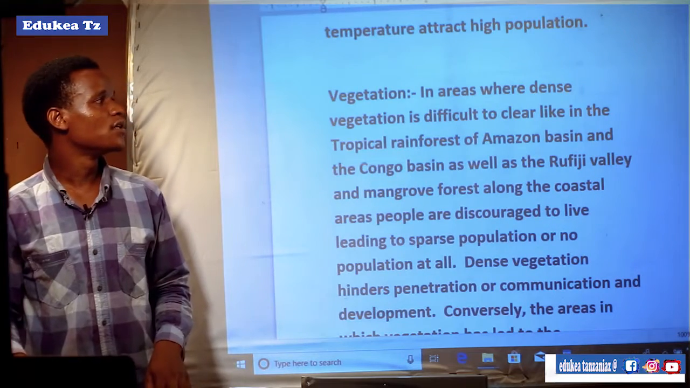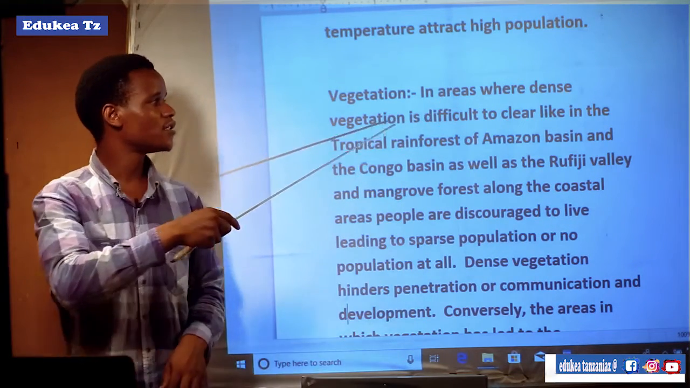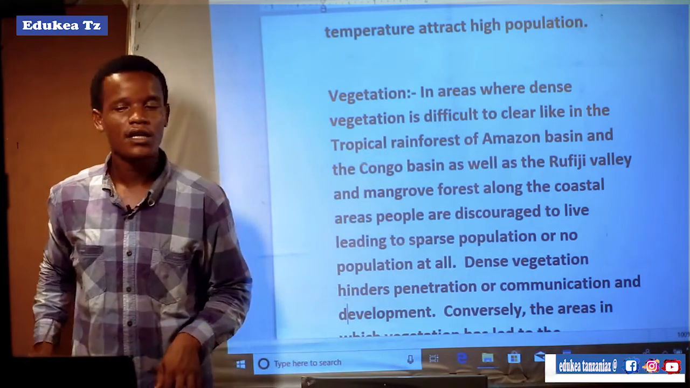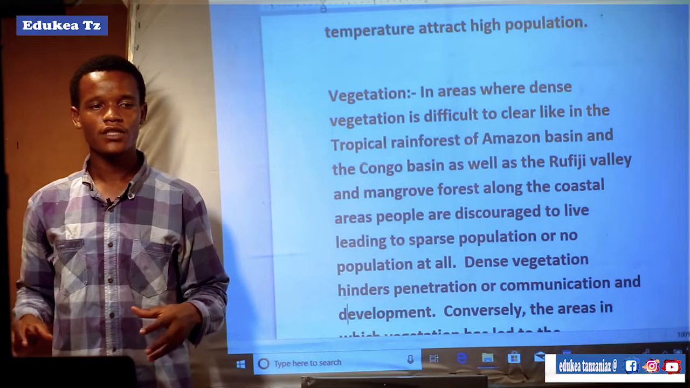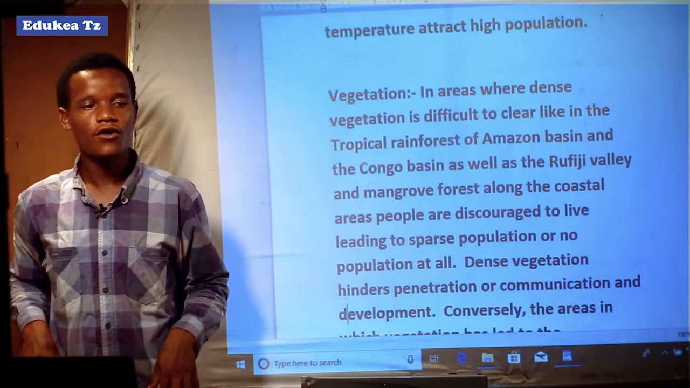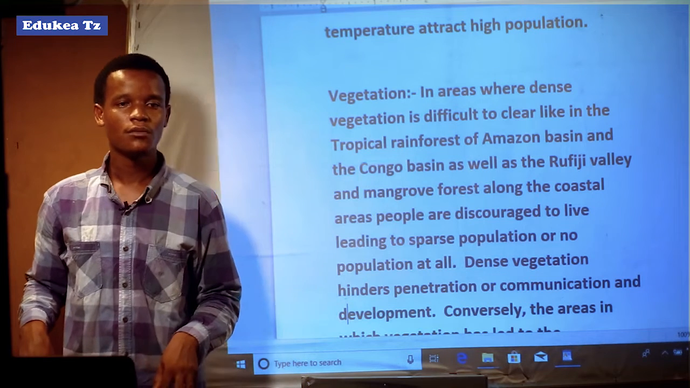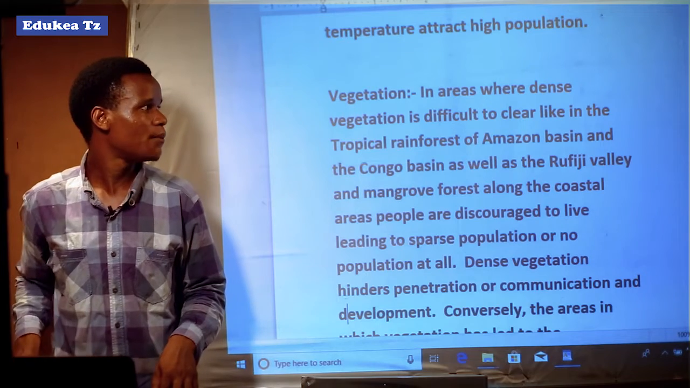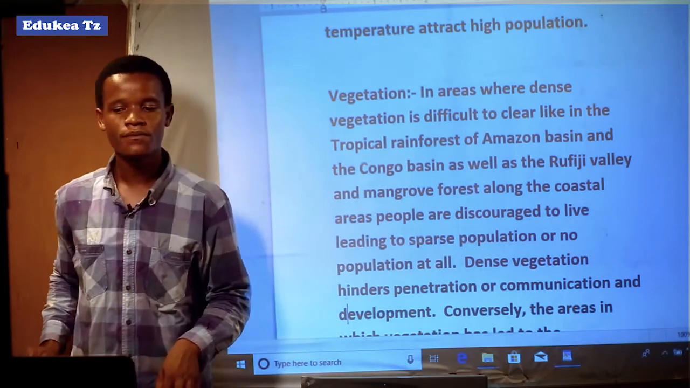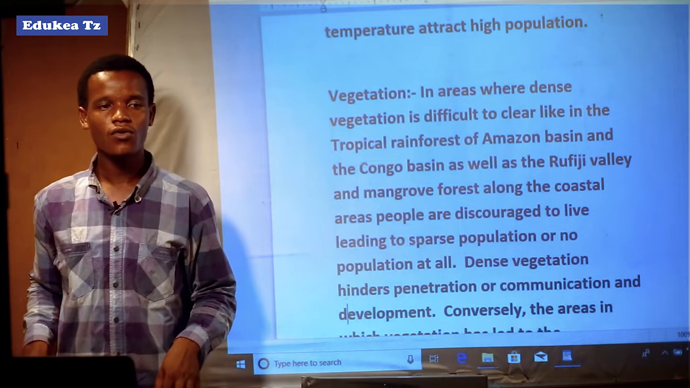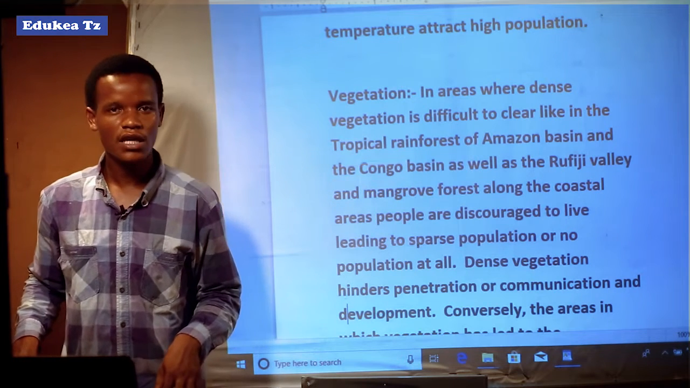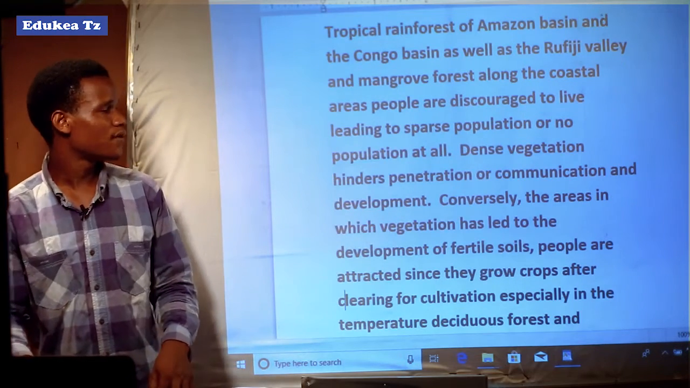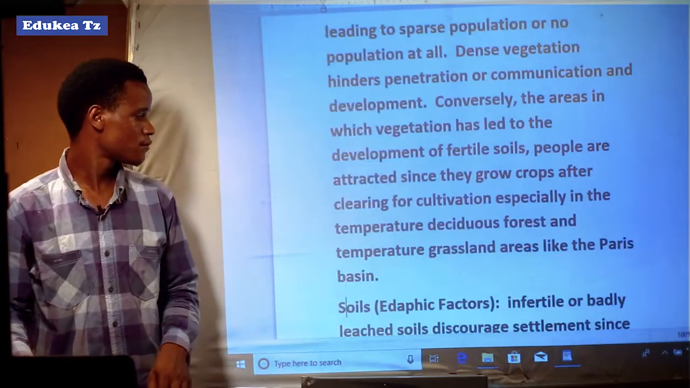Another is vegetation. In areas where the vegetation is difficult to clear, like in the tropical rainforest of the Amazon basin. Here we're going to look at vegetation. The areas that have large forest tend to have low population because they do not attract people to go and live there. Since there is a huge forest, for example the Amazon, there are not many people who are able to go and live there because that area does not support the life of human beings. So vegetation is another factor that leads to the population distribution.